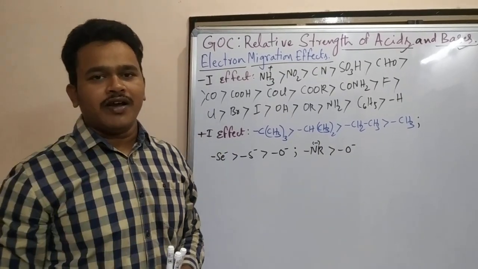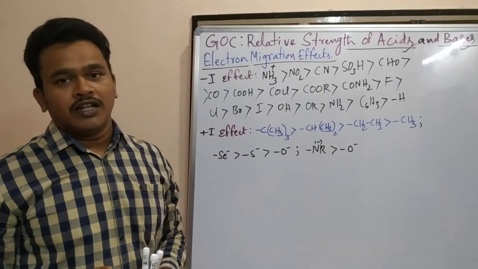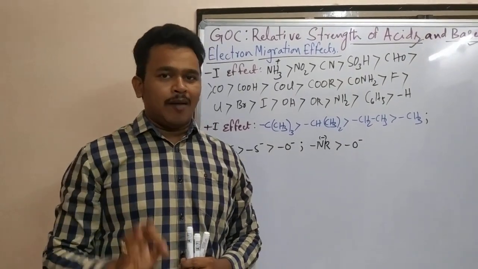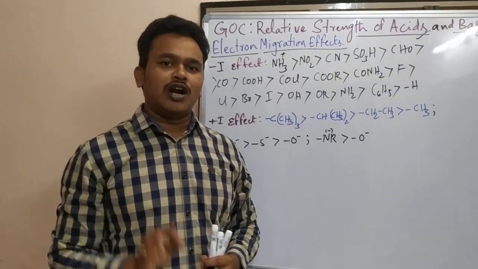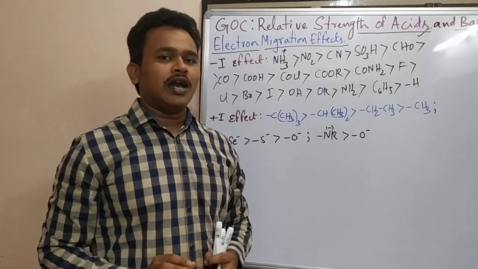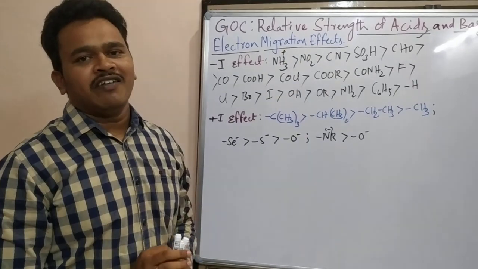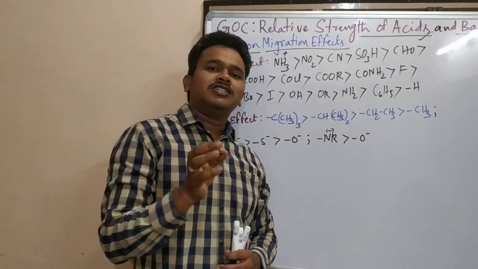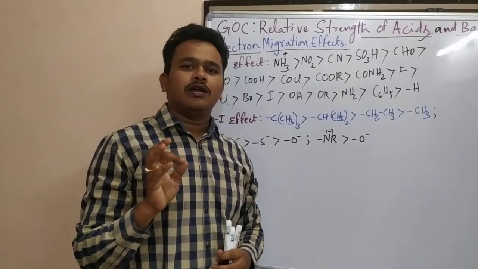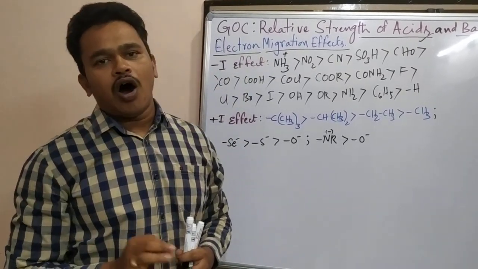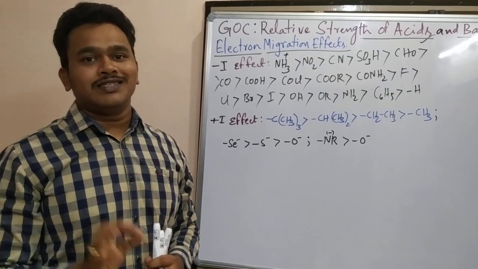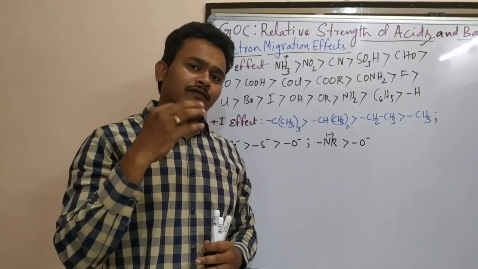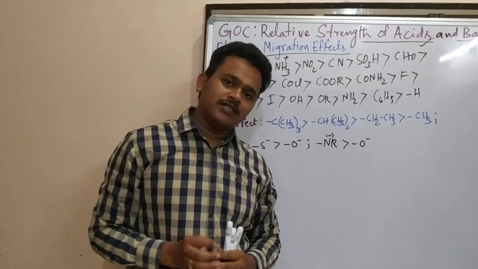That is inductive effect. The other one is mesomeric effect. The third one is electromeric effect. The fourth one is hyperconjugation. I am not giving the detailed explanation regarding those four, but very shortly, what is inductive effect? Inductive effect is a partial delocalization of sigma electrons.